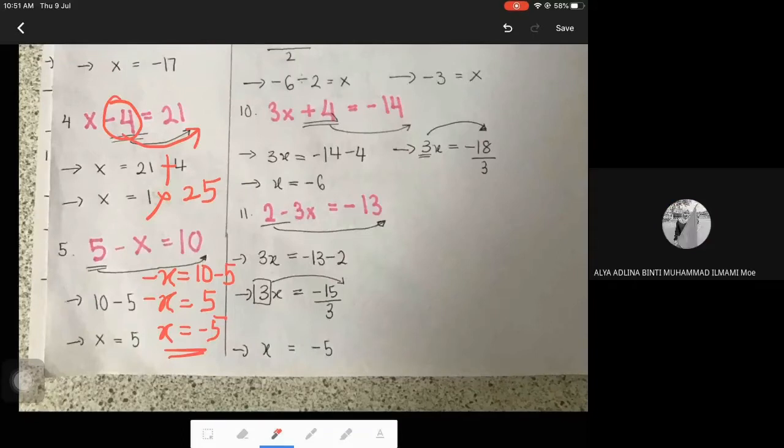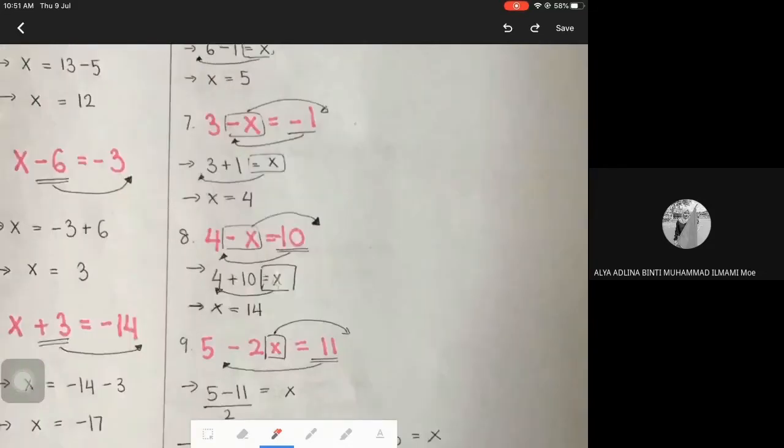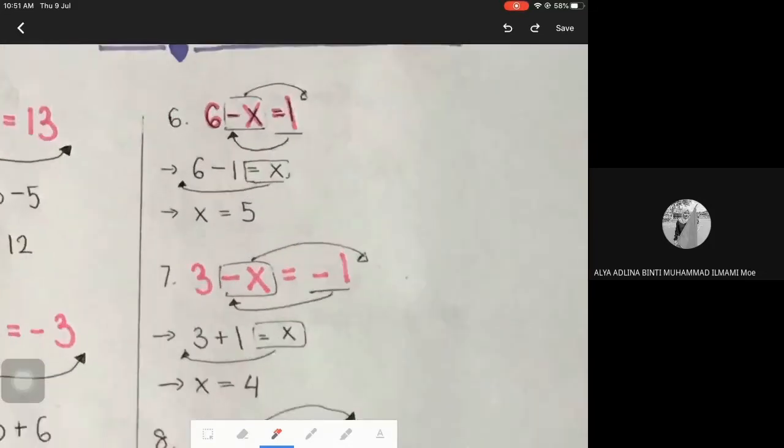Number 5. Okay, let's see number 6. Okay, Akila asingkan macam ni. Boleh? So, x dia bawa ke sini. So, jadi positive x. Okay, great. Betul. And then, 1 dia bawa ke kiri. Jadi, sekarang asal is positive 1. Dia bawa ke kiri jadi minus 1. Okay, betul? Alright, so x equals to 5.